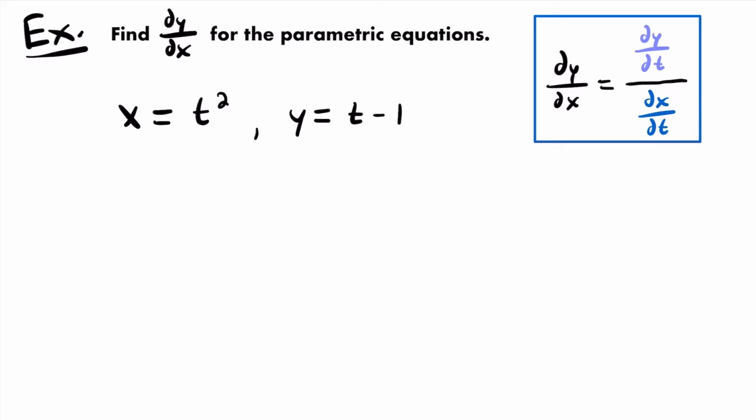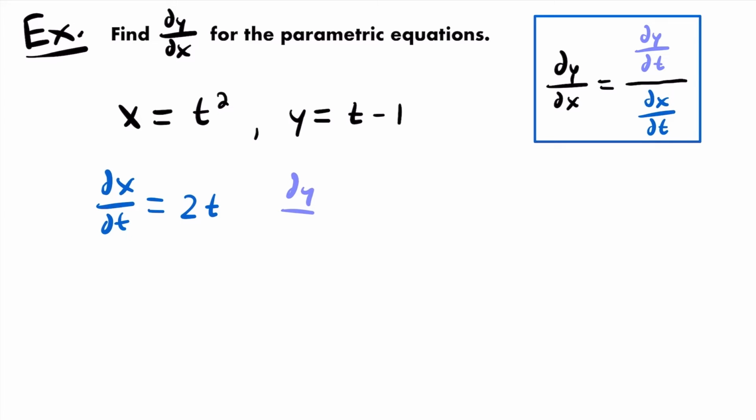So let's start with x. dx dt, the derivative of x with respect to t, will be equal to the derivative of t squared. And so if we use the power rule for derivatives on t squared, we'll multiply that 2 down and subtract 1 from the exponent. So we'll have 2 times t to the first power, right? Multiply 2 down and subtract 1 from 2. So we have a power of 1. But we don't typically write that first power. Alright, and so that's dx dt.